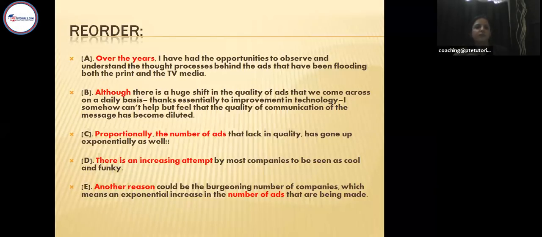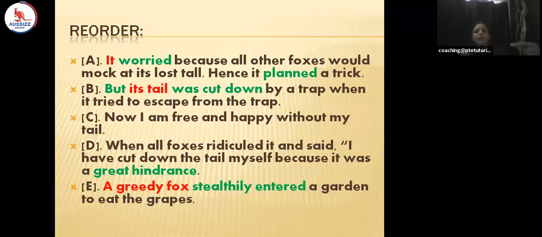Next is, see, I cannot start my sentence with "it worried" because "is" is also there. Okay, leave it. But it's stale. Something is there. Now I'm happy. Now means they're talking about the present. So the present thing we will always place at the end. Then "when all foxes ridiculed" means something must happen before this thing. A greedy fox. This is the indefinite article. So I have to place "a greedy fox stealthily entered a garden to eat the grapes."